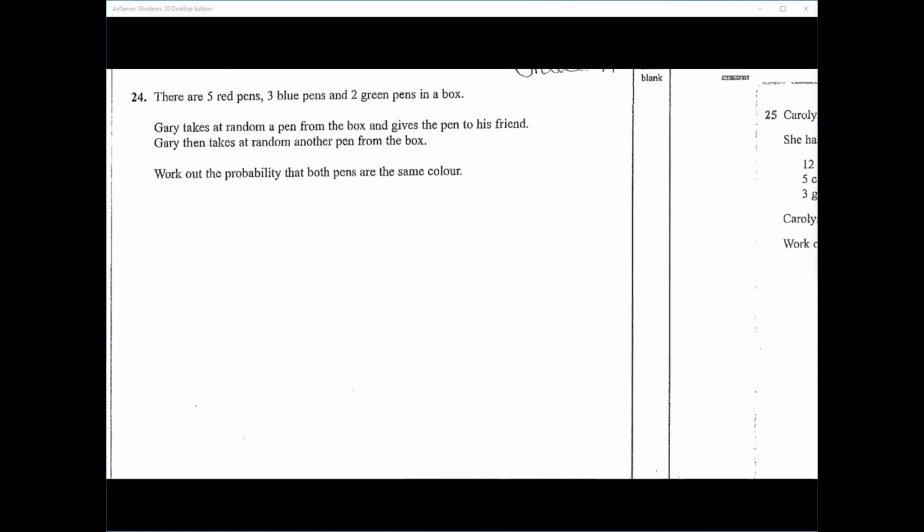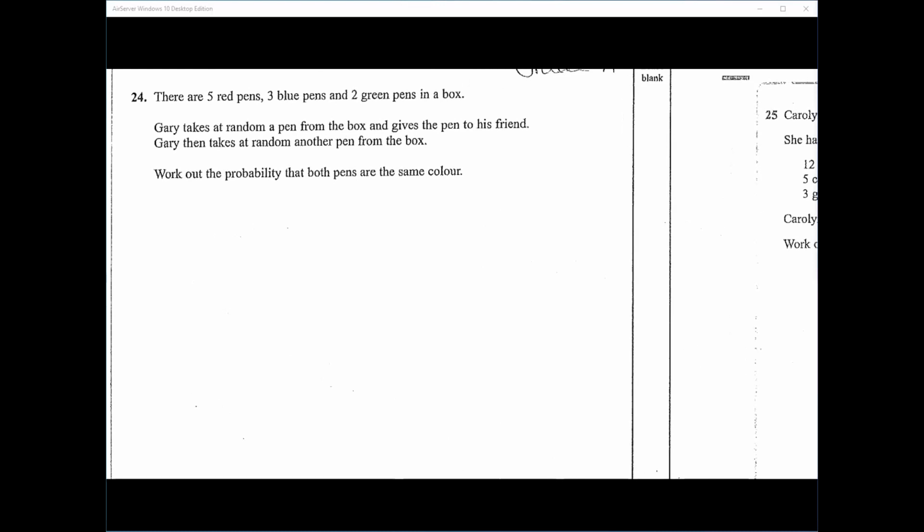Okay, for this question, Mr. Ismail, please join me on this question number 24. Read. Go. There are 5 red pens, 3 blue pens, and 2 green pens in a box. Gary takes at random a pen from the box and gives the pen to his friend. Gary then takes at random another pen from the box. Work out the probability that both pens are the same color.